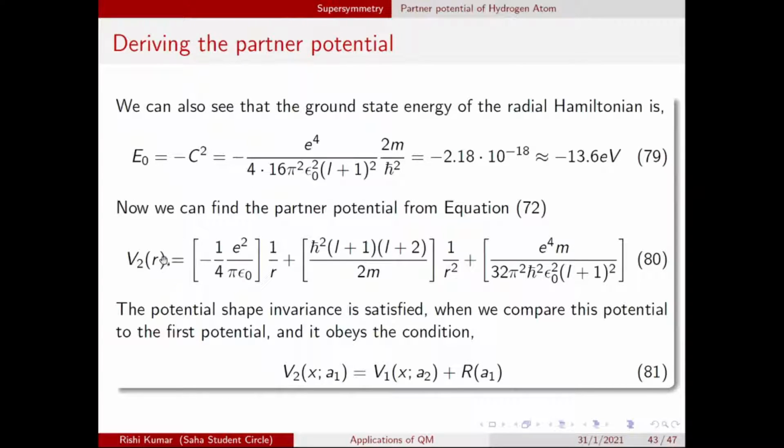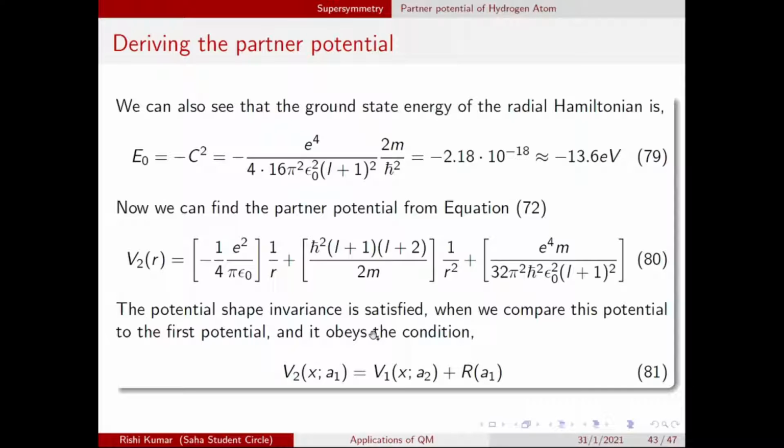So V2 of R is, not simply, it's complicatedly this huge term here. Another thing we are going to look into is whether the potential shape invariance is satisfied. I'll show why in the next slide. We can see that it is satisfied because when we compare our two potentials, our partner potential and our initial potential, it obeys this condition right here.